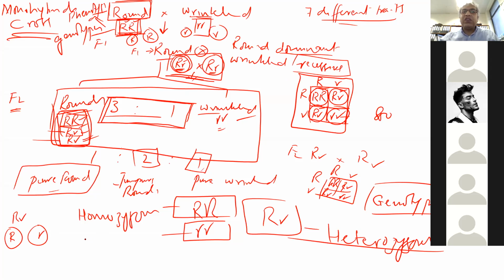And similarly, if we have homozygous recessive, small r, both factors have equal probability to go and contribute to the progeny. But of course, since it is homozygous, we have small r. Any questions so far?